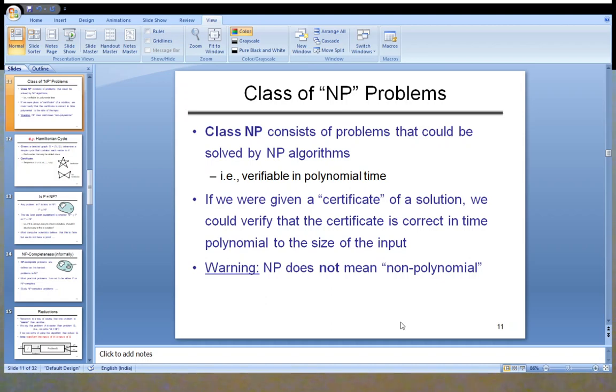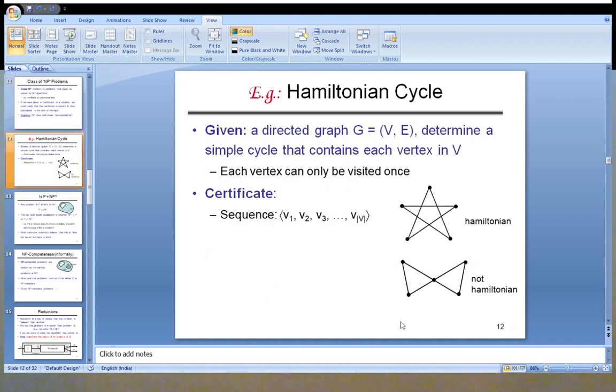The NP does not mean non-polynomial problems. You cannot simply say that it is a non-polynomial problem. This is the point at which everybody gets confused.